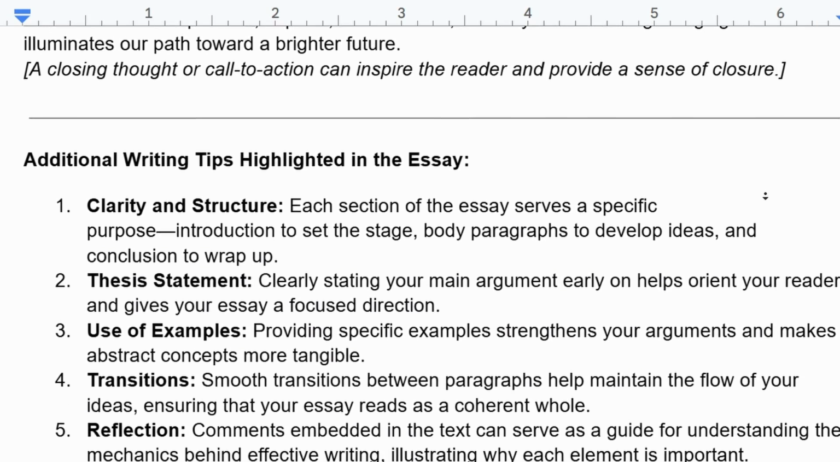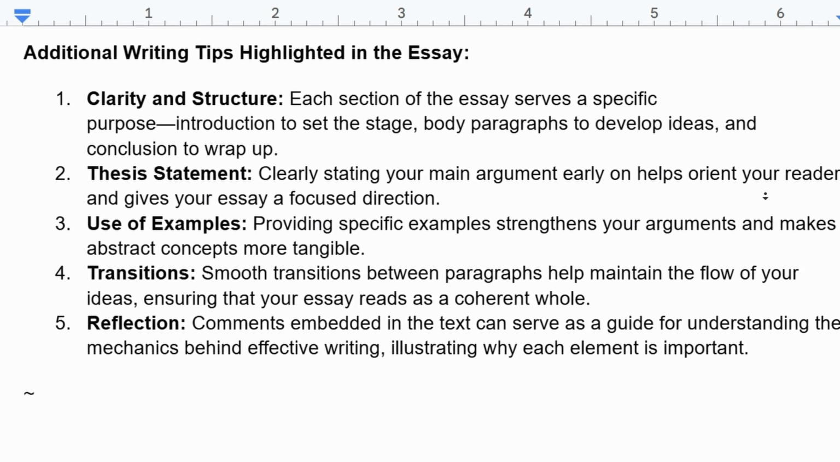Now, by following these very basic guidelines, you should be able to write an essay on any topic imaginable.